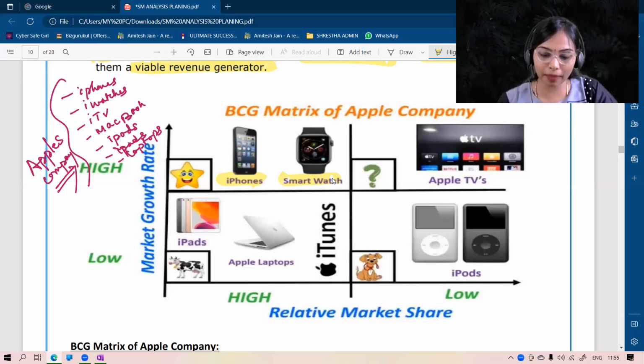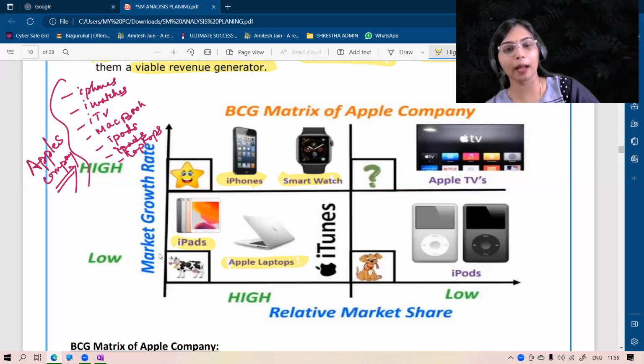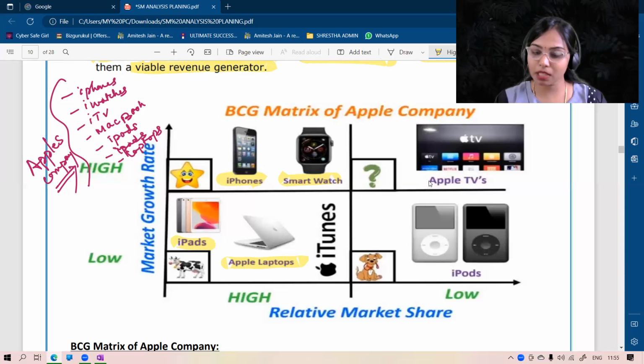Okay, next coming to the Apple laptops, there are people who use Apple laptops and iPads, and you see that there are not many people, the growth is very less, but whoever is using it, is using it in a beautiful way. The cash generation from this particular product is more. Okay, so next comes Apple TV.